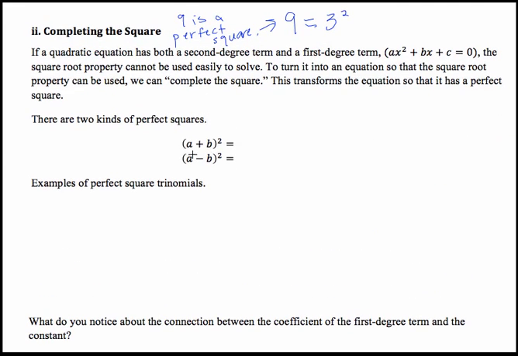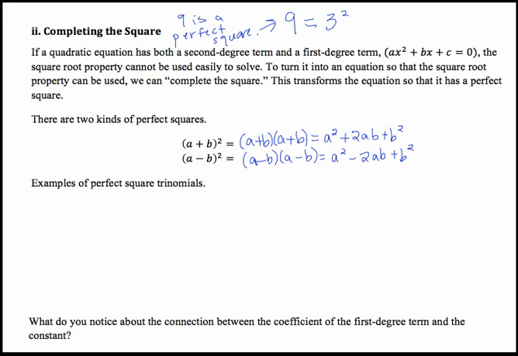There's really two kinds of perfect squares with quadratics. A plus b all squared, if you FOIL that out, you get a plus b times a plus b, so you get a squared plus 2ab plus b squared. Or a minus b all squared. It's a minus b times a minus b, which FOILs into a squared minus 2ab plus b squared.